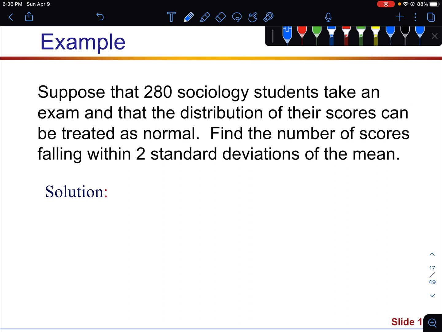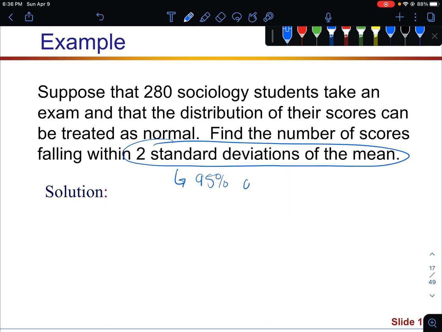But let's look at this first example. Suppose that we have 280 students taking an exam and the distribution of the scores is treated as normal. So again, they're telling us that it's a normal distribution. That's why we can use these tools to find that. And we want to find the number of scores falling between 2 standard deviations. Well, if we know that it's 2 standard deviations, that's going to represent 95% of our data or people.